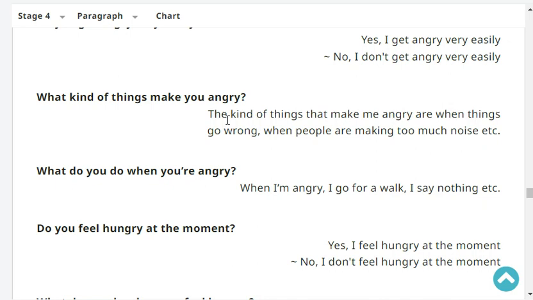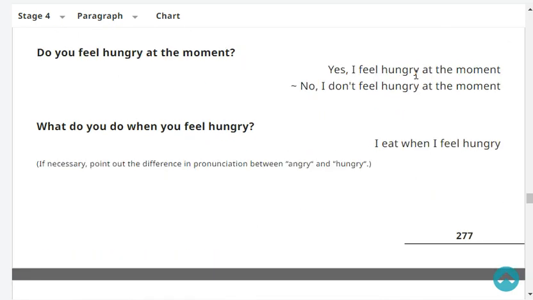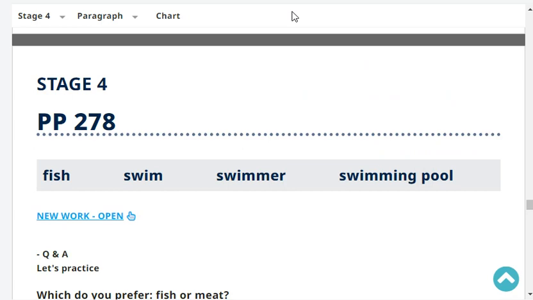Do you feel hungry at the moment? Yes or no? No, I don't feel hungry at the moment. Very good. What do you do when you feel hungry? I eat when I feel hungry. Very good.